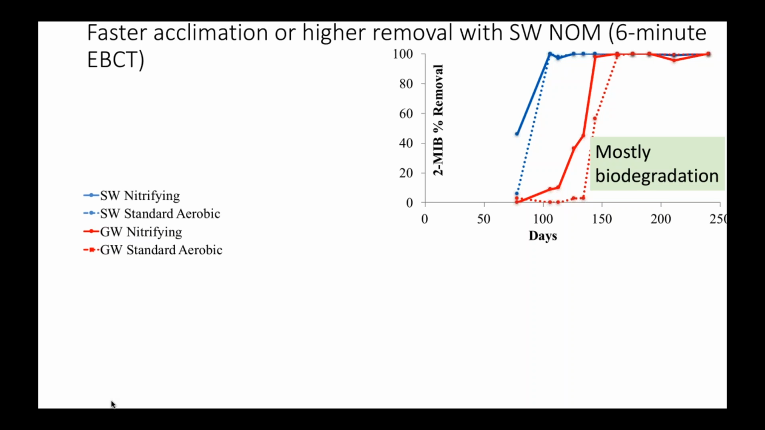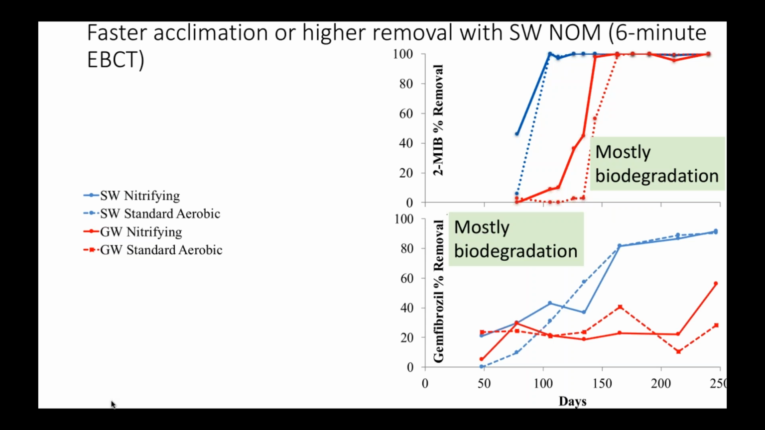So, for the surface water NOM, we see for 2-MiB that while all of the compounds reached 100% removal, the surface water biofilters both reached it quite a bit sooner, at least 50 days sooner than for the groundwater. For gemfibrozil, we see that there was more removal in the end in the surface water biofilters compared to the groundwater, at least 40%.